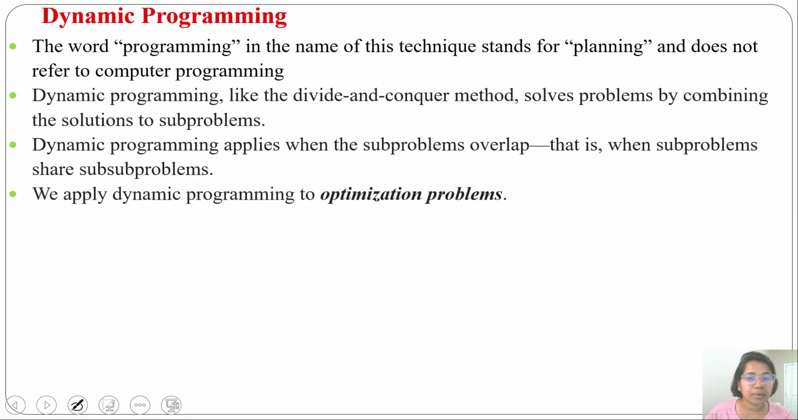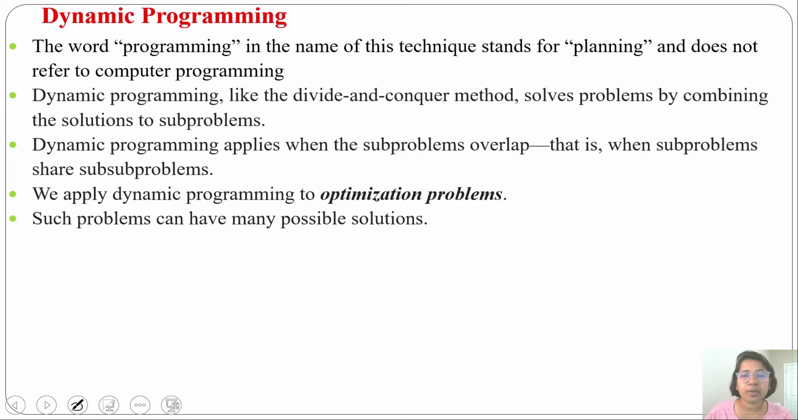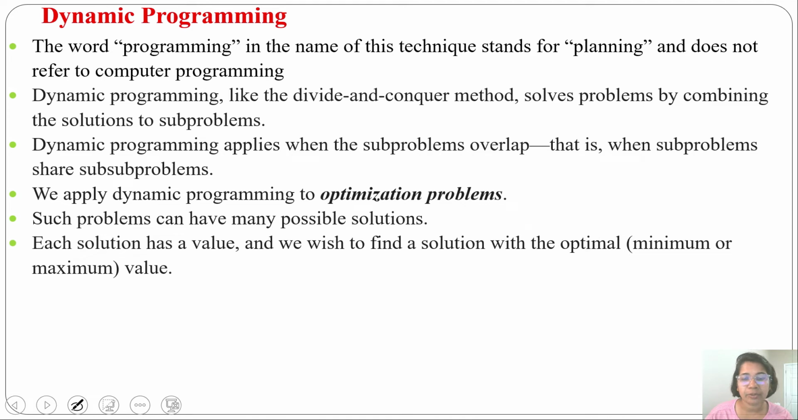Generally, we apply dynamic programming for optimization problems. Optimization problem means when we want the maximum value or minimum value of a problem. An optimization problem we can solve in two ways. One is greedy method, another is dynamic programming. In knapsack problem, we want maximum profit, whereas in minimum spanning tree, we want minimum cost. So these are the optimization problems that we already solved by greedy method. Each solution has a value and we wish to find the solution with the optimal value. That optimal may be minimum or maximum.